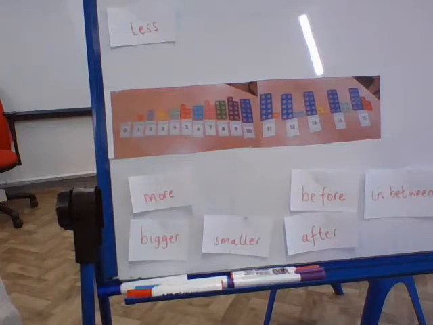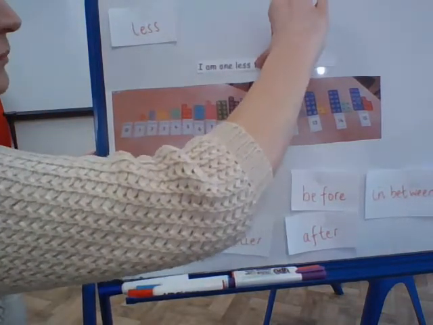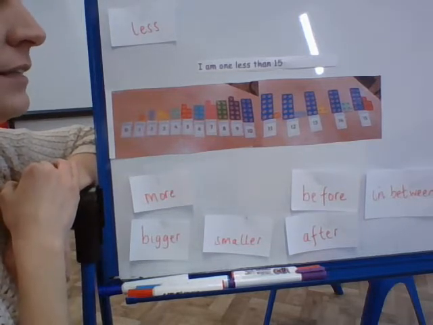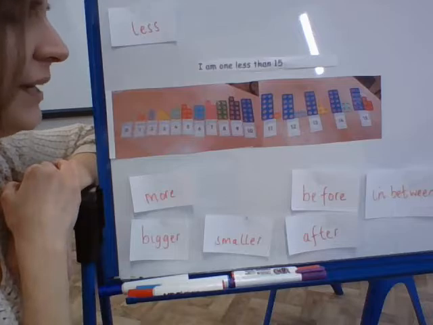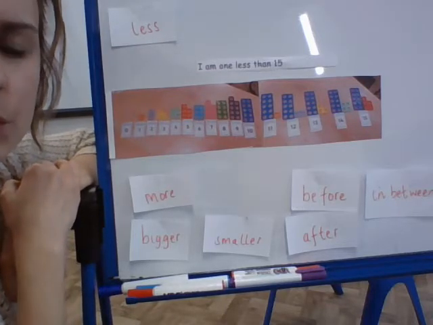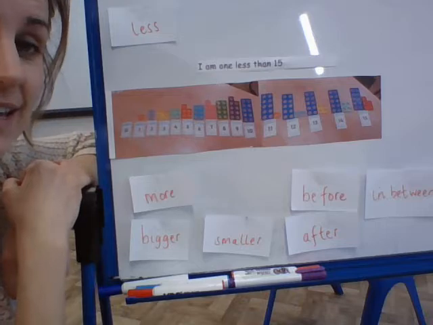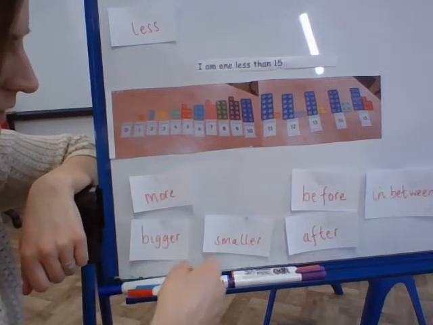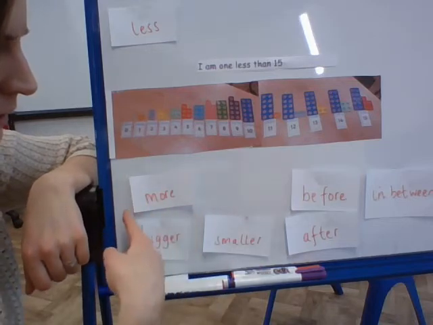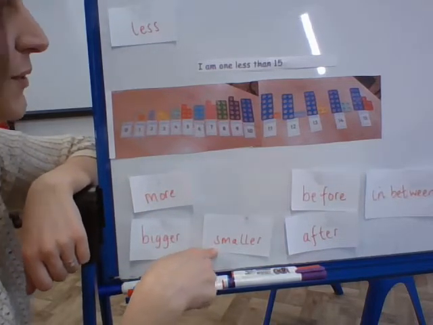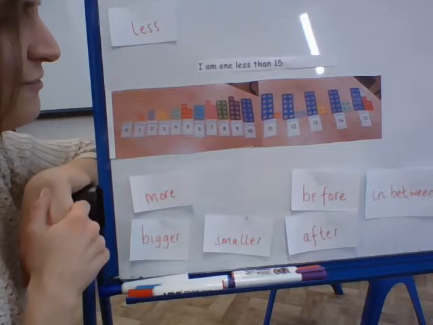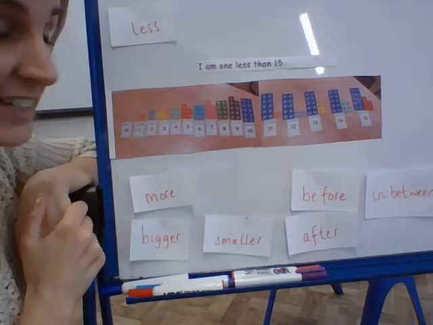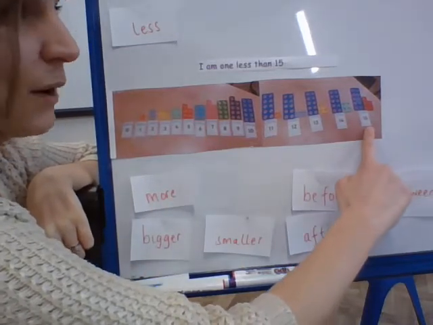Reception, could you have a go at one for me? Here's one for you. I am 1 less than 15. Okay, let's do it then. So 1 less means what do we need to do? Yes, we need to take 1 away. Which other word could we use? Instead of 1 less, what else could we say? We could say 1 smaller, couldn't we? So 1 less than 15. Which number do I need to find on my number line? 15, yeah. And I need to work out 1 less.